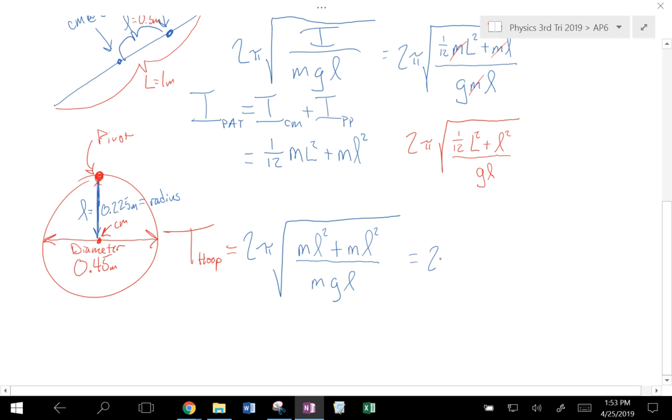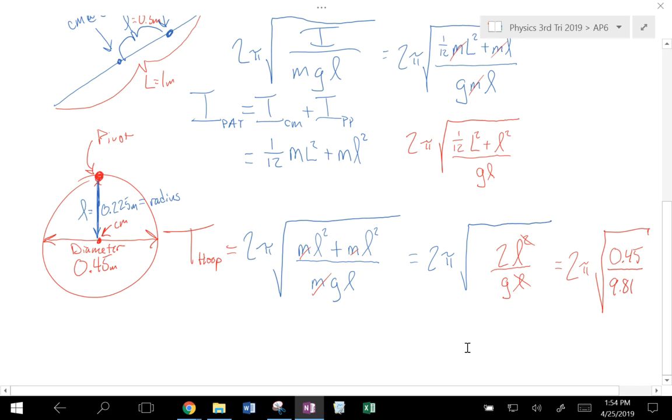So this is going to become 2 pi root. Oh, we'll cancel m out everywhere. I've got 2l squared over gl. So that L is going to get rid of that squared. So I'm effectively going to end up with 2 pi root of 2 times L, which would be the diameter. So that's my 0.45 divided by g.